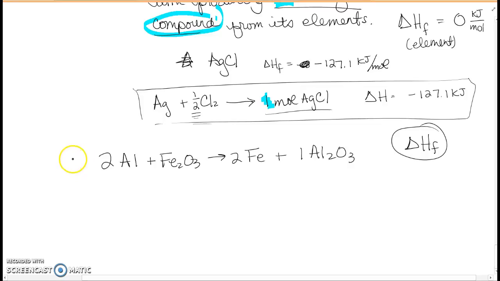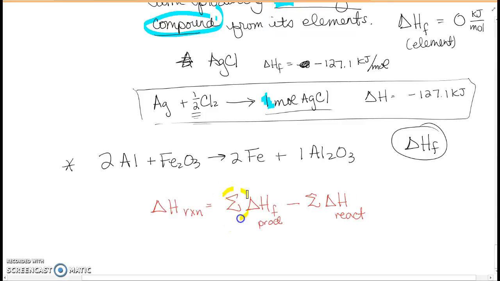Here's what we need to know. If we want to use heats of formation for that, here's the equation for it. The heat, delta H of a reaction, is equal to the sum of the heats of formation of the products minus the sum of the heats of formation of the reactants. So some of you may have learned this epsilon symbol, it refers to the sum of.